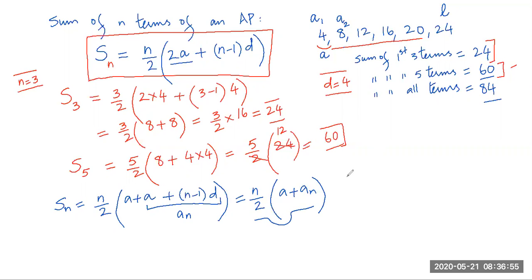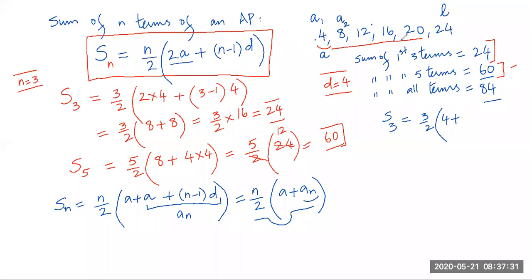Now let us see, in the same AP, we want to find the sum of the first three terms. According to this formula, S3 is equal to 3 by 2 into a, which is 4. Now I am not writing all this, I am writing straight away an. Now what will be an, students, here? n is 3. What will be an in this AP?